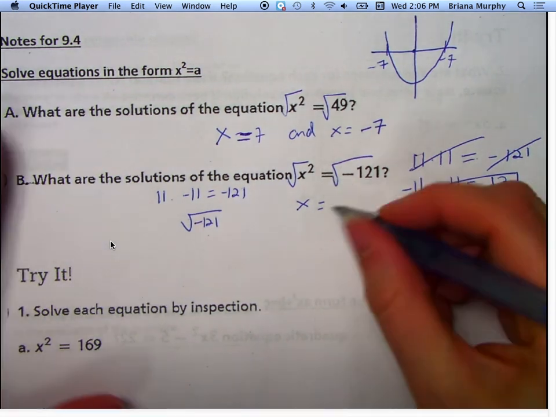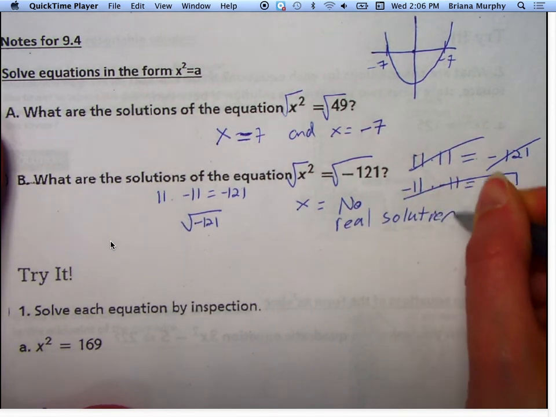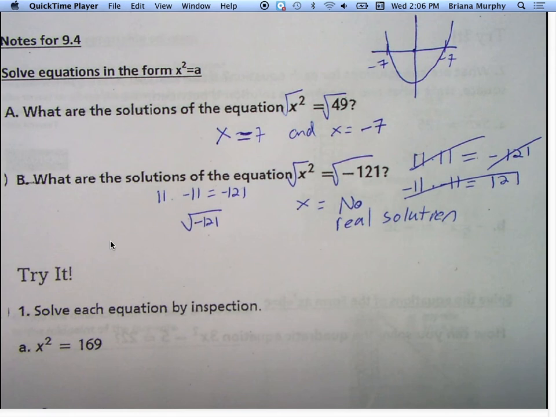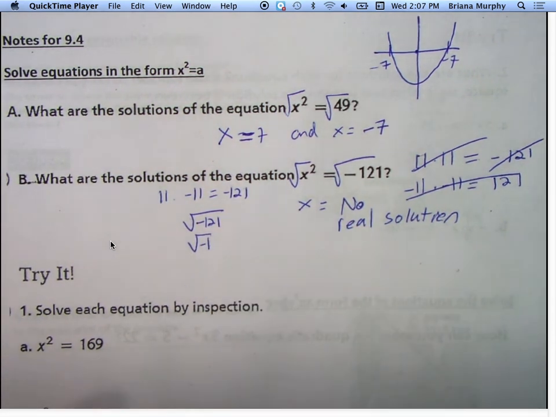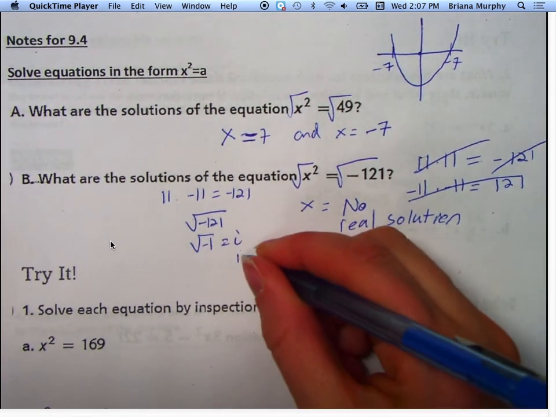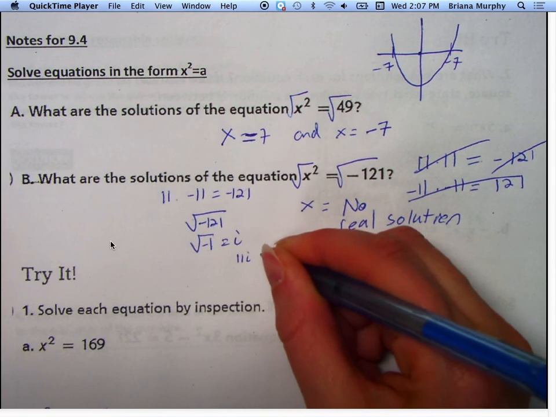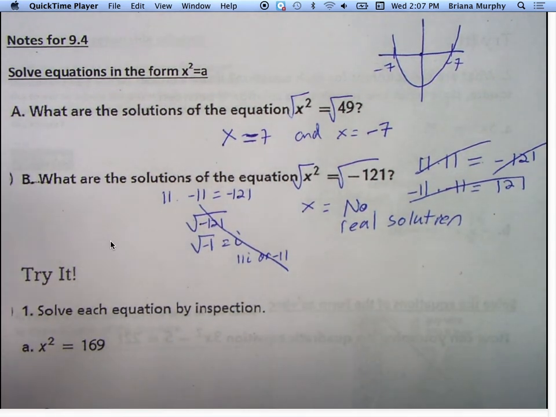Okay? So this has no real solutions. You'll learn it in Algebra 2. When we have a negative number, the square root of negative 1 does equal i. So in this case, we would have 11i, positive 11i or negative 11i. This is something you do not need to write down. You will learn it in Algebra 2, but don't put no solutions. It's no real solution. This is an imaginary number. Yes? So anytime we do one of these equations, we should have the negative and the positive, like x equals 7 and x equals negative 7.